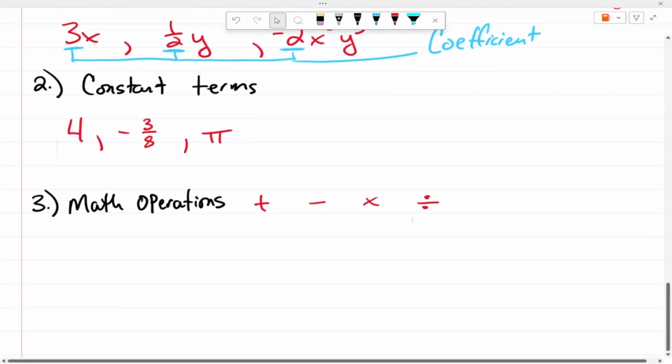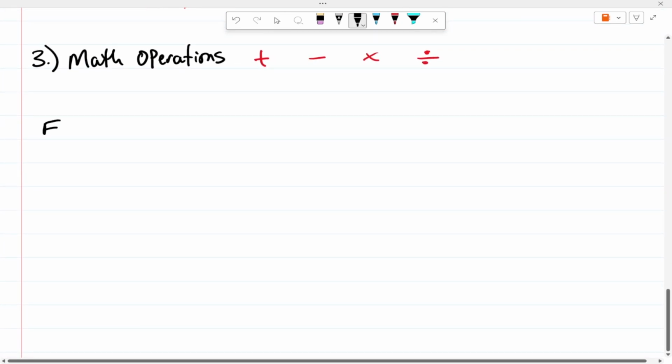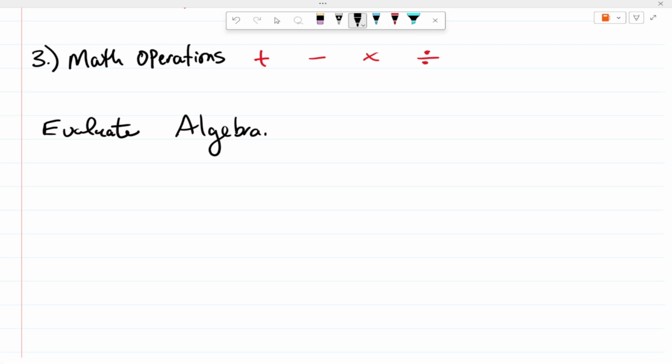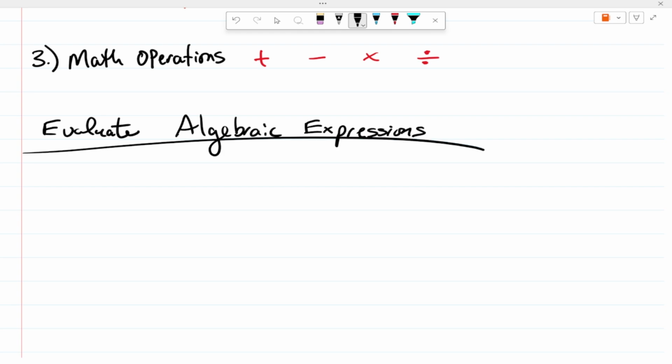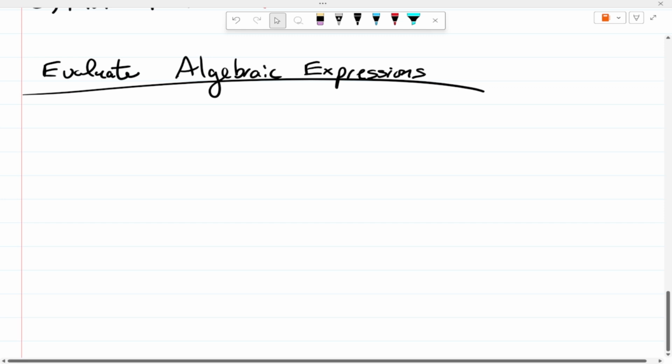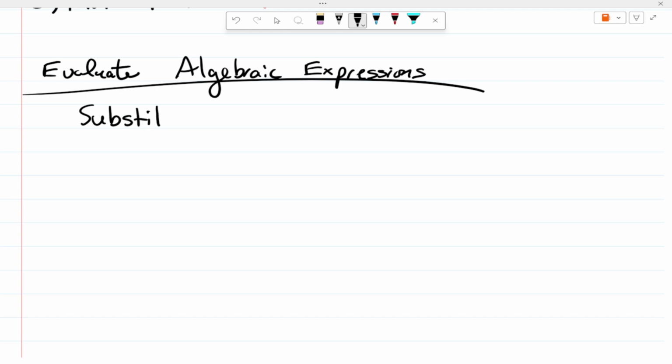Now, some things that we can do with algebraic expressions are we can evaluate them. Now, to evaluate an algebraic expression, it's very simple. All you want to do is substitute a constant for the variable. Now, what I mean by that is this.